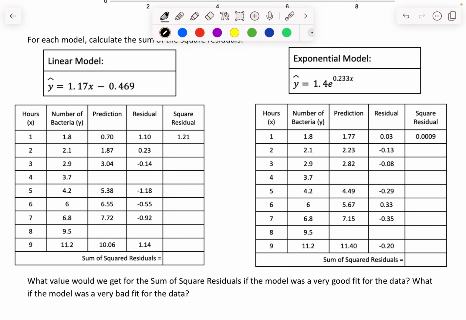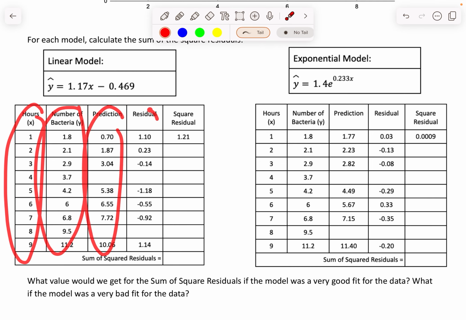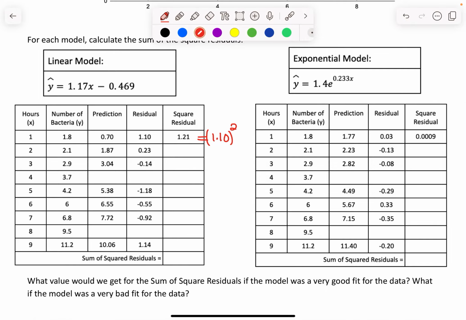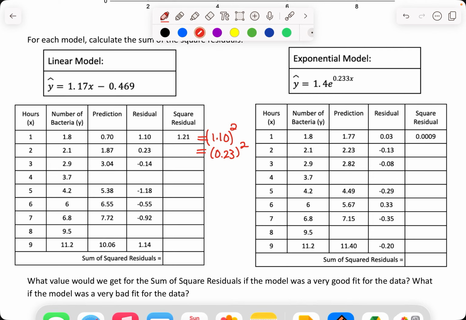Well, I've brought all of the data down. We still have our x variable, our y variable, our prediction, our residual, and then we have a new column in this table that says the square residual, where literally we're just going to take the residual and square it. Okay, so for instance, how did I get 1.21 here? I just took the residual, which was 1.10, and I squared it. Let's do the next one. Let's find the square residual for 0.23. I'm just going to square it, and for that I'm going to get 0.053.